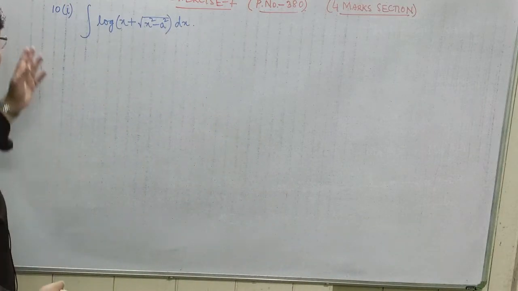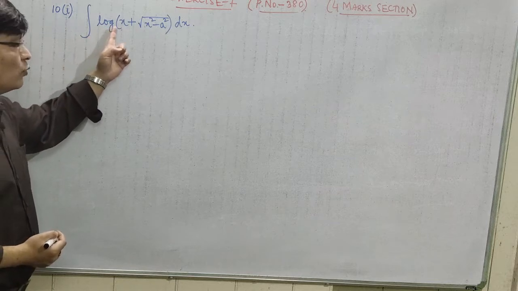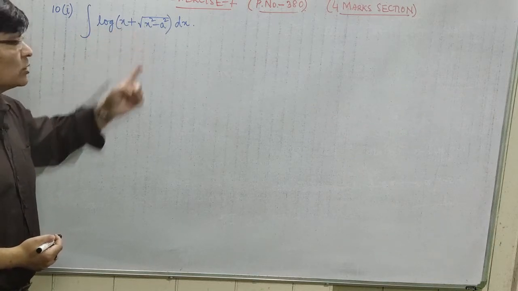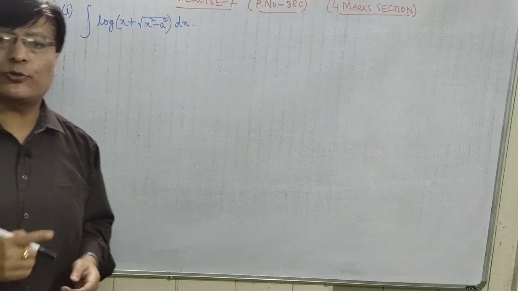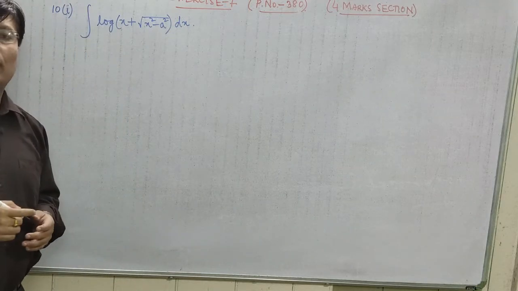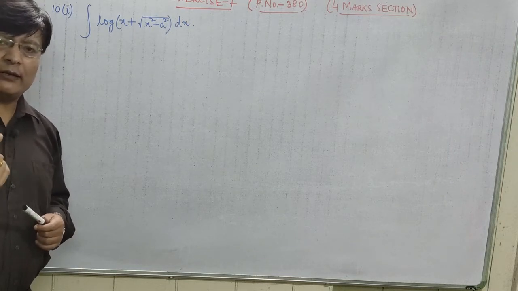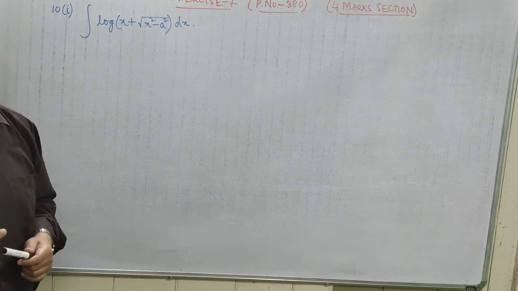So now we'll do the next question, that is 10 number 1. Integration of log within bracket x plus root under x square minus a square bracket close dx. Here also only logarithmic function is there. So if there is only logarithmic function, then you have to use integration by parts.